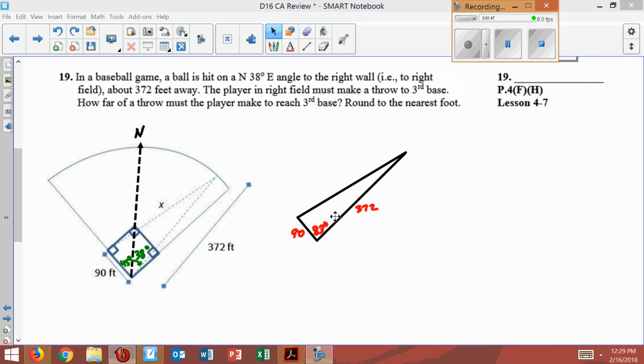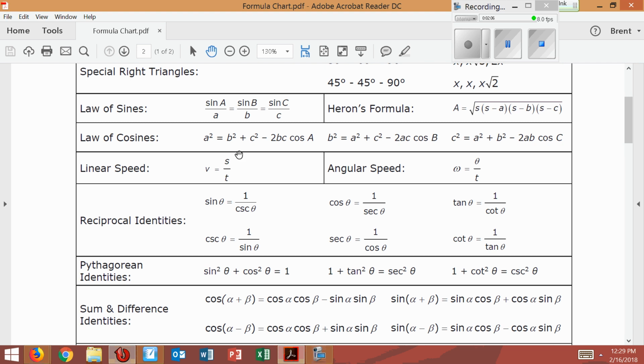First we check to see if we have a completed set. This is not SOH CAH TOA, so we look for a completed set. I don't have an angle across from a side, so I must use the law of cosines. I need to label what I'm looking for, x. The law of cosines is at the top of the formula chart, fourth line down. You can use any one of these three theorems, so we're just going to use the first.